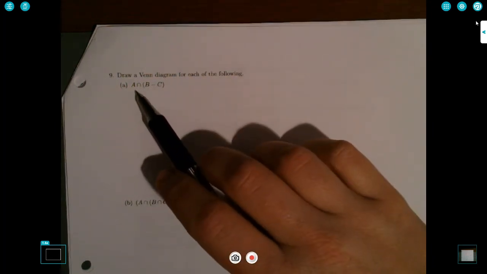Last thing I want to do is just do a little bit more practice with Venn diagrams. So let's see if we can draw a Venn diagram for each of the following. So we want to do A intersect B minus C.